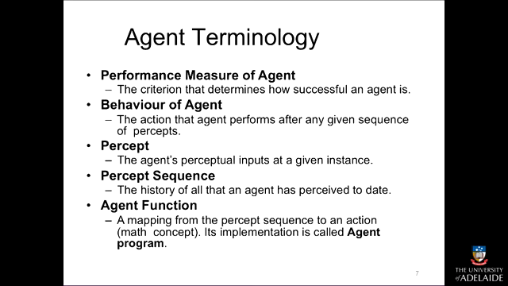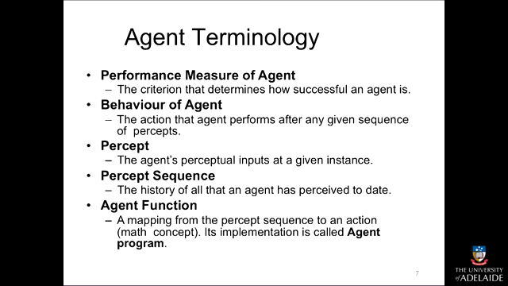So, a bunch of boring, dull, terminological stuff. We're going to define the performance measure of the agent. This is the criterion that determines how successful an agent is. We'll be a little bit more specific about that later. The behaviour of the agent is the action that the agent performs after any given sequence of percepts.